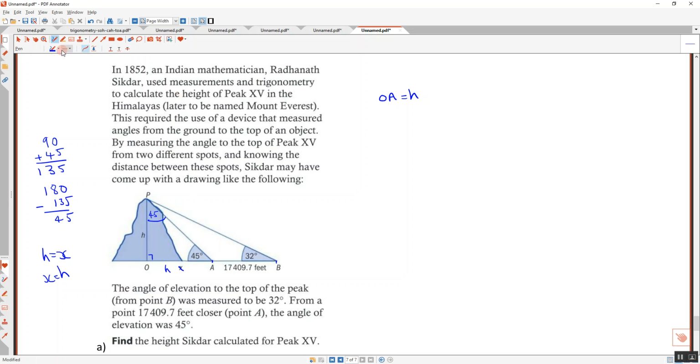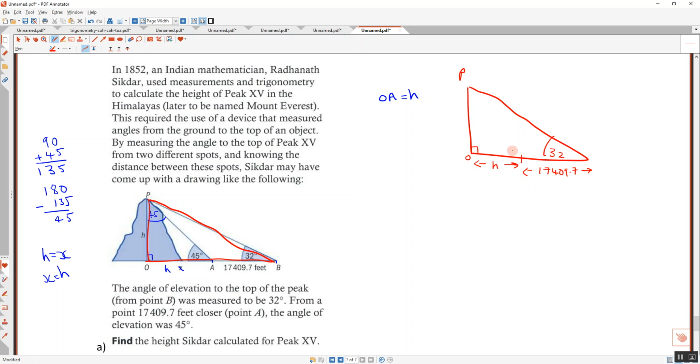Right, so I'm going to look at the full triangle. The large one, try and keep this neat. I'm looking at this triangle. I'll draw it up here again. P, O, right angle, 32. And we've got h for this part. And this bit is 17409.7 for this part.